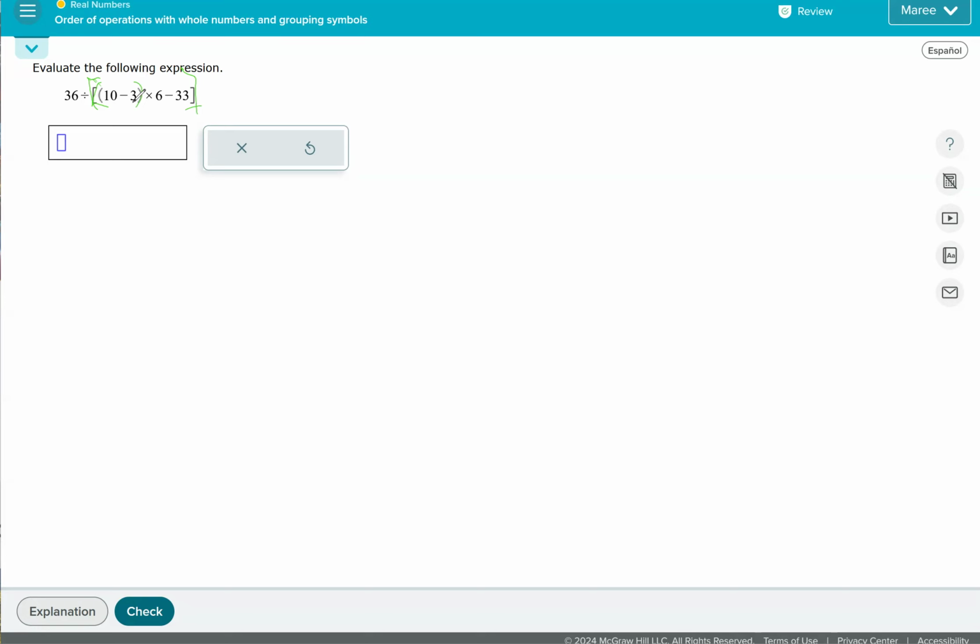Now I'm going to write out all the steps on my screen so that you can see what we're working on. So we have 36 divided by. Once we complete the first set of parentheses, our brackets will change to parentheses. 10 minus 3 is 7. And then we're going to times 6, and then we're going to minus 33.